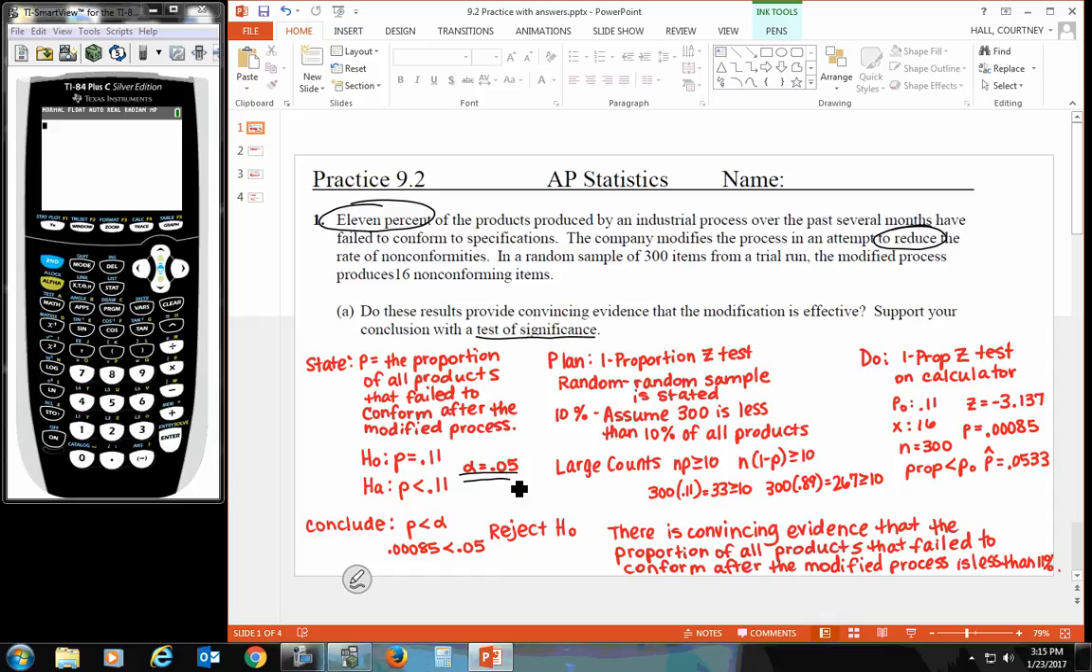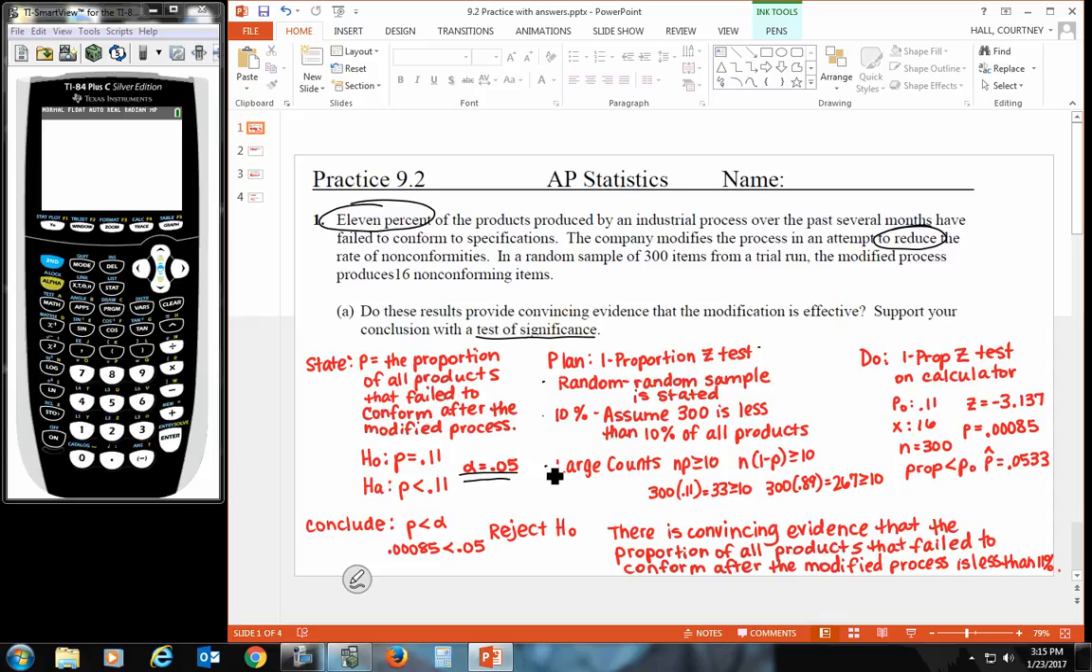We want to have the name of the test we're going to use, and then the 3 conditions that we have to meet in order to use that test. So we want to do a 1 proportion z test. We want to prove that we have randomization, 10%, and large counts. And it's not enough to just say random checkmark, 10% checkmark, large counts checkmark. You have to explain how we meet that condition.